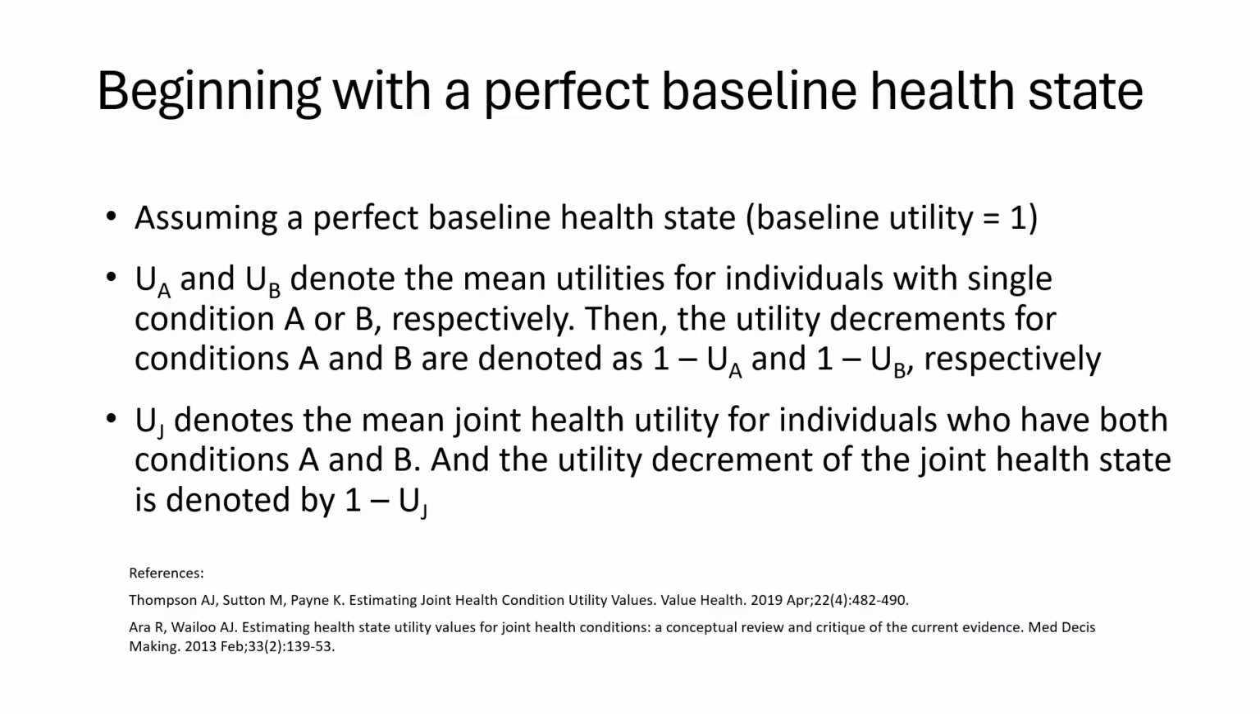For simplicity, we begin with a perfect baseline health state. Baseline utility equals 1. UA and UB denote the mean utilities for individuals with single condition A or B, respectively. UJ denotes the mean joint health utility for individuals who have both conditions A and B. We will introduce the main assumptions and formula of each method.